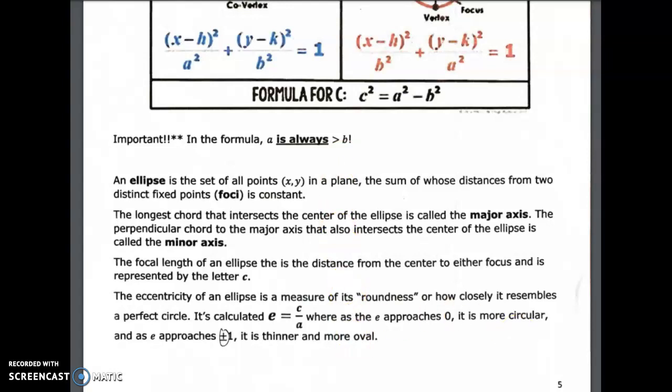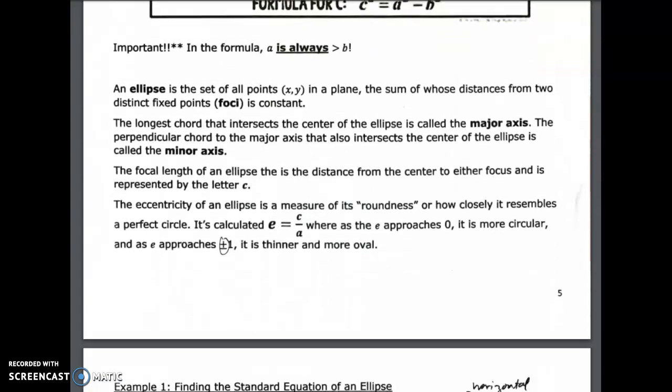The last term we need to talk about with ellipses is what's called eccentricity. The eccentricity is a measure of its roundness, or how closely it resembles a perfect circle. We calculate it by dividing our c by our a value. The closer that value approaches 0, the more circular it is. And as it gets closer and closer to 1, it means it's more eccentric, more oval or flat, or less like a circle. Okay, so let's see how we could see this in different problems.